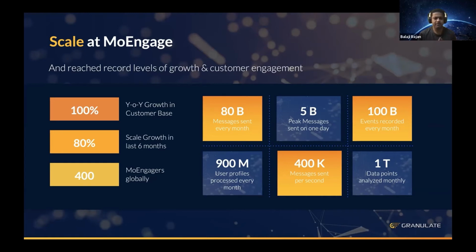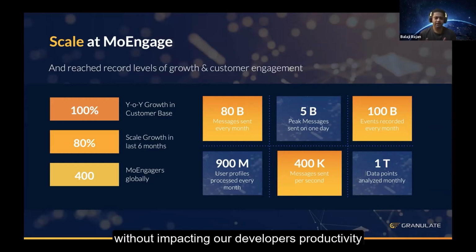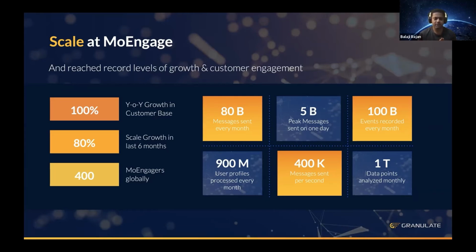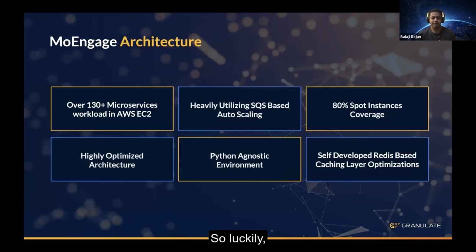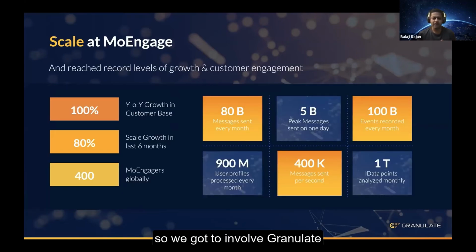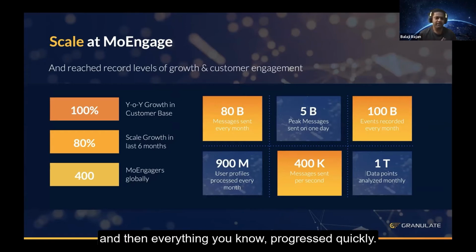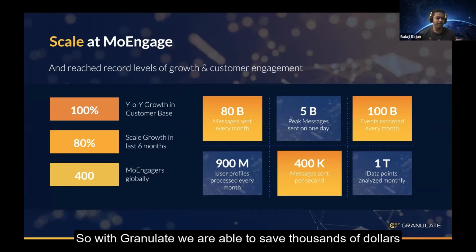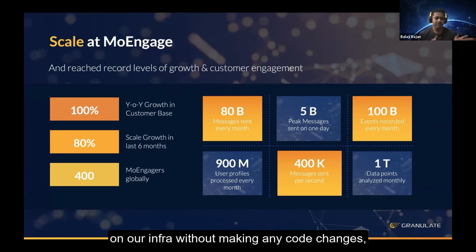We faced the great challenge of optimizing our cost without impacting our developers' productivity or changing any of our code base. So we were finding solutions. Luckily, we got to know Granulate, and then everything rolled on quickly. With Granulate, we are able to save thousands of dollars in our infra without making any code changes.